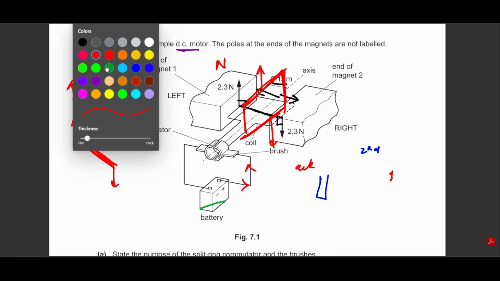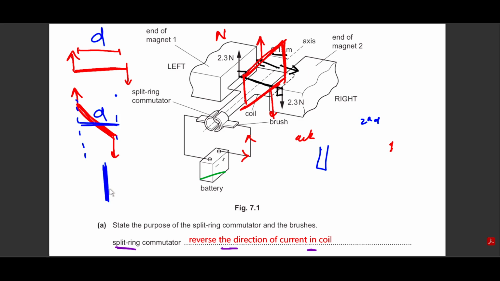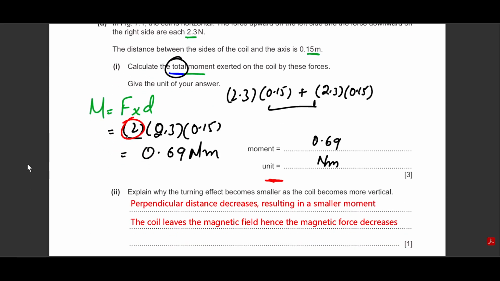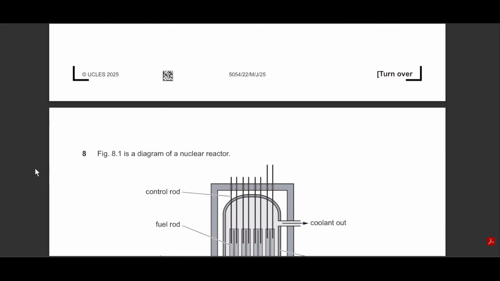downwards, but the distance between these 2 lines of action of forces is actually less as compared to the distance before. Similarly, exaggerated view, completely vertical, force still up, force still down. There is no distance between them whatsoever, which is what leads to the rotation being reduced. That's what we're talking about the first point. But the second point is about the coil is actually out of the magnetic field or is not crossing the magnetic field as much as it did before, hence reducing the magnetic force or turning effect. Both answers are accurate, whichever you choose to see fit.